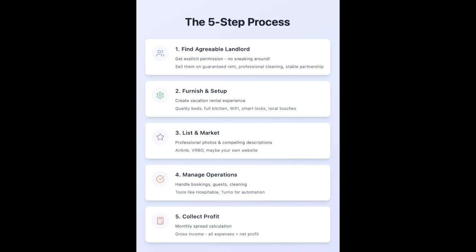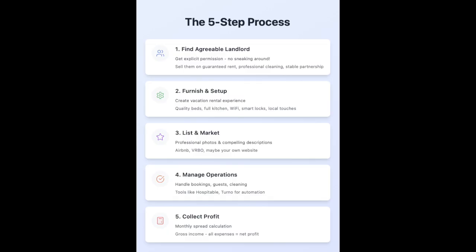And if you do all that right, you get to step 5, the profit, seeing that spread work for you. Exactly. End of the month, you look at your total gross income from bookings, then subtract all the costs. The rent you pay the landlord, utilities, cleaning costs, supplies, insurance, platform fees, whatever's left over, that's your net profit for that unit.